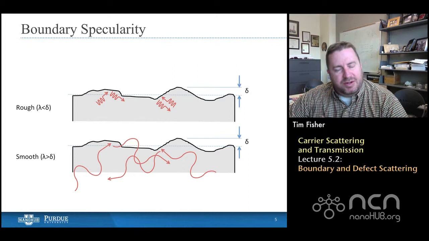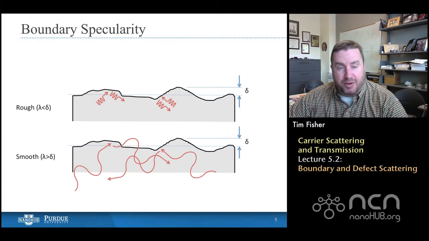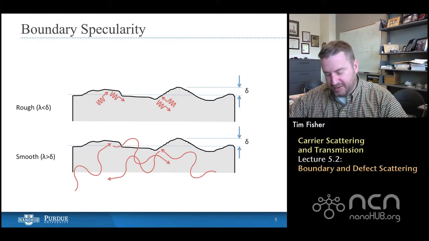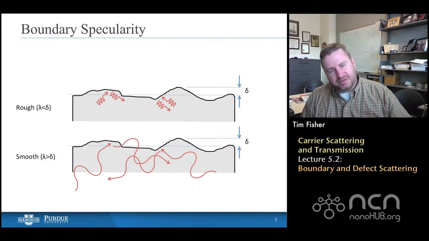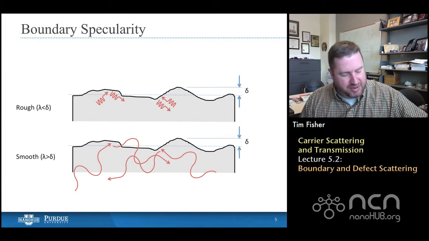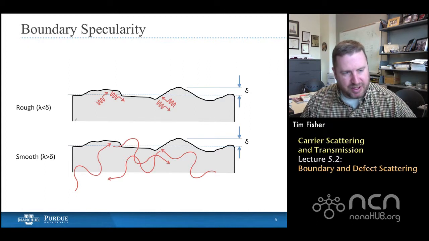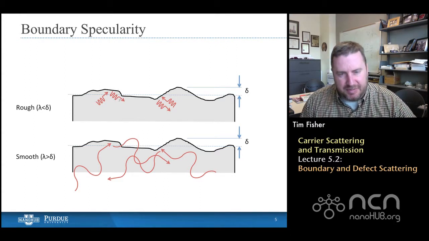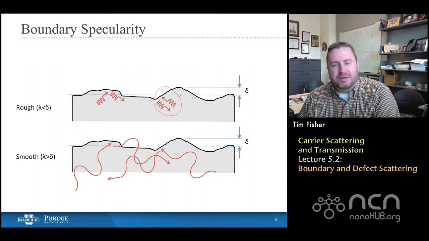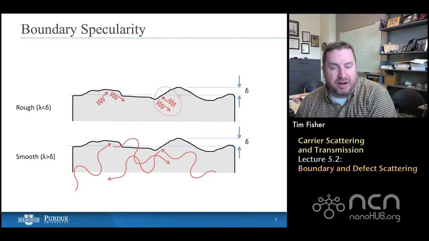Now, another thing that happens: the surface roughness can be very important in the effect of boundary scattering. Here, everything is relative to the wavelength of the carrier. If we have a rough surface, that's what we're showing on the top here, then we have very small wavelengths relative to the surface roughness. And in this case, what can happen is that this boundary, I'll circle something here, will turn the momentum of the carrier around.